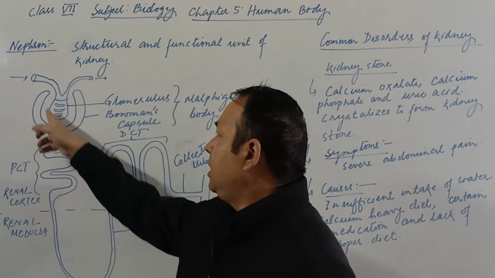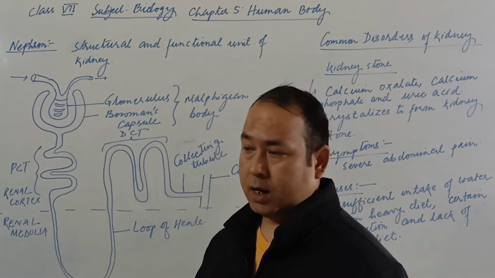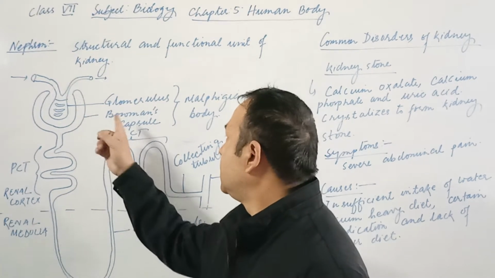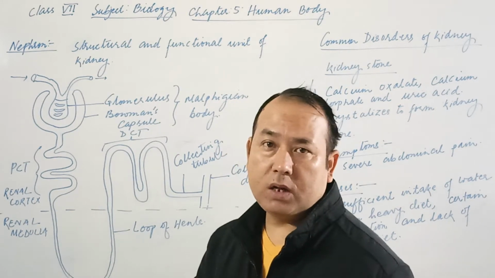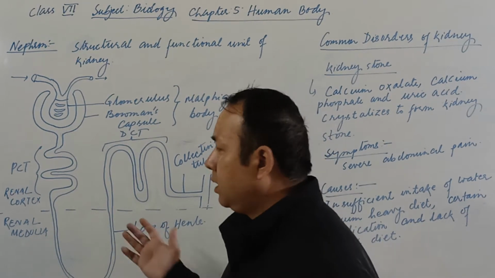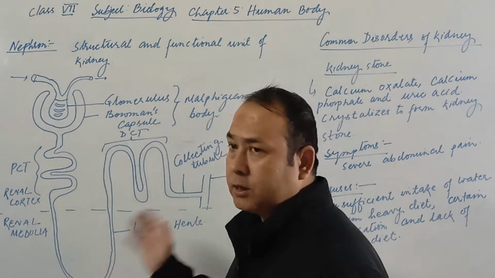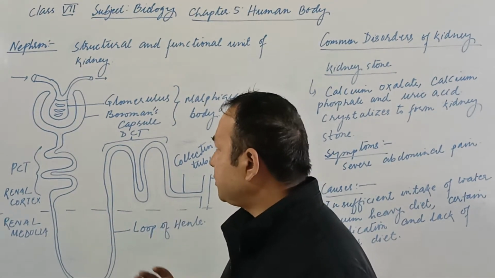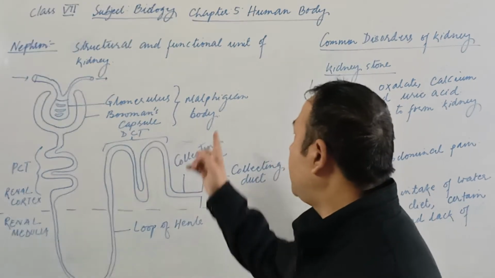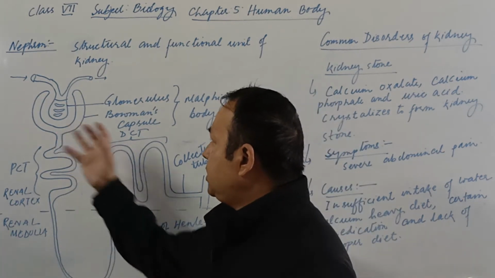In the concavity of this Bowman's capsule, a bundle of blood capillaries is present, which we call as glomerulus. Glomerulus is singular, glomeruli is plural. Such detail is not given in the book, but the same thing you are going to study in class 10 also. I'm just explaining it, try to understand. Now next, these glomerulus together with Bowman's capsule is what we call Malpighian body.